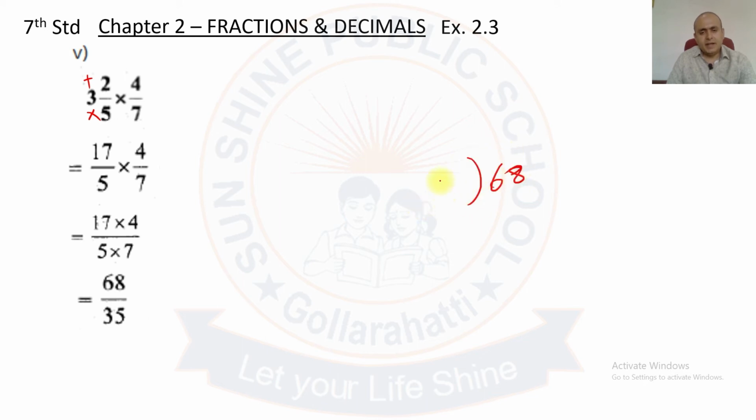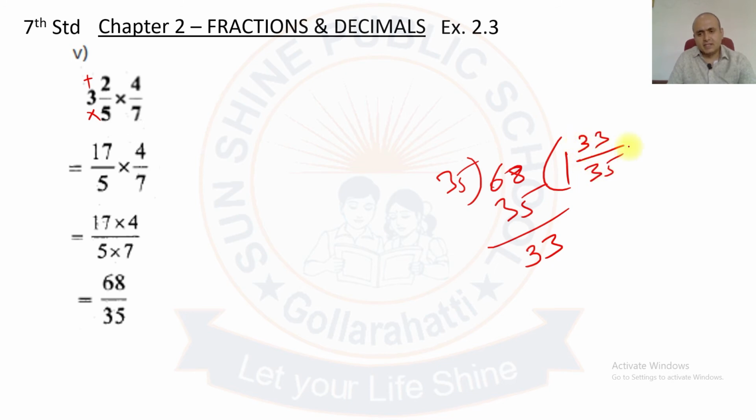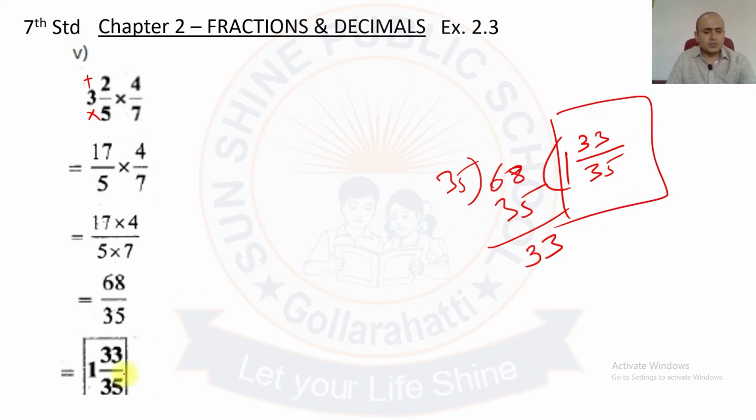68 divided by 35. 35 1s are 35, 35 2s are 70. Therefore 35 1s are 35. Subtract, that is 3 remainder. We get 33 as remainder. This remainder will go to the numerator, 33, and the denominator is 35 as it is, and the whole number is 1. So 1 33 by 35. Therefore the answer is 1 33 by 35.